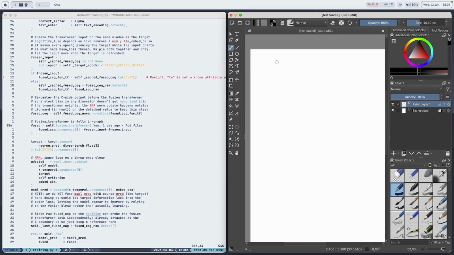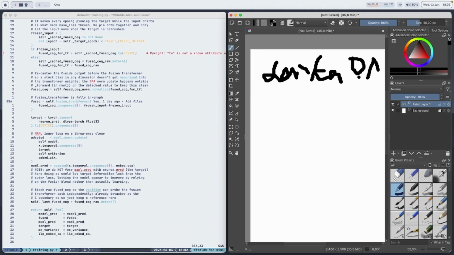But if we take the Larkos 0.1 model, it's a bit different. You also have the standard transformers, but the transformers more guide the model instead of being the main thing of the model.